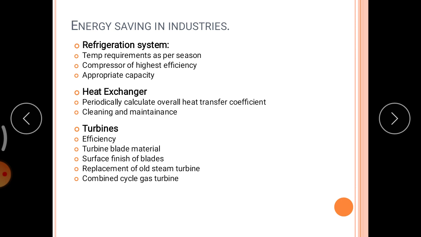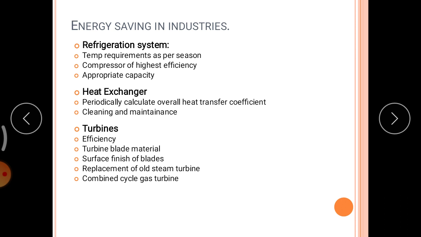Next are the turbines. High efficiency turbines only we have to use, the blade materials should be of high quality, and the surface finish of the blade should be very smooth. If it is rough, it is not a properly designed turbine. Next, replacement of old steam turbines. If we are using an old one, its efficiency will obviously be reduced due to the aging of the turbine.